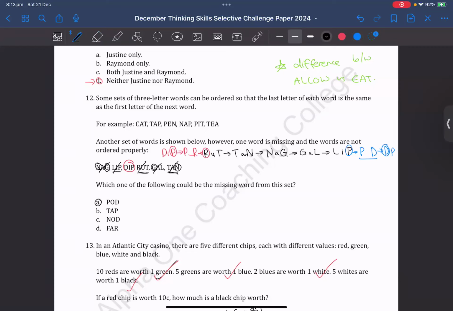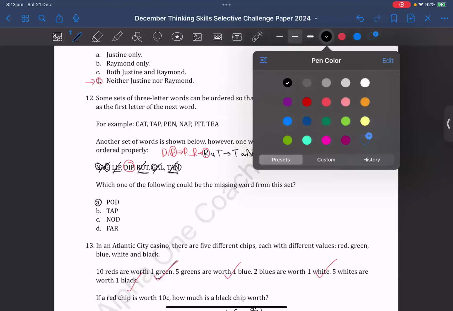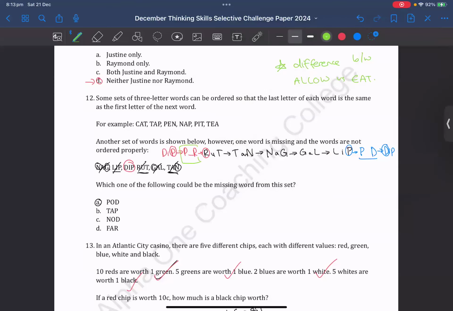So here are my two choices. I've got either P something R or P something D. I'm going to go through the answers, and I can see the P something D. I can't see anything else starting with a P, which is why these are wrong. And that is how we get that answer.